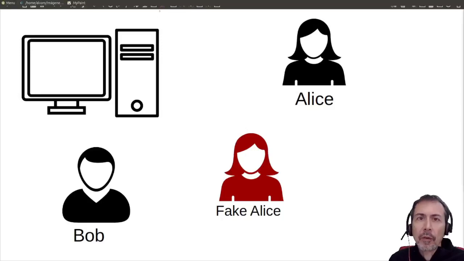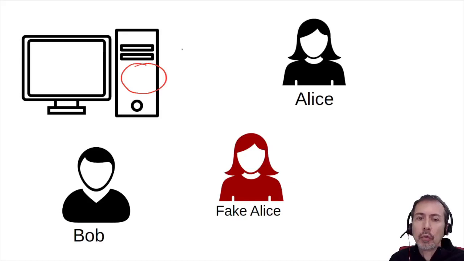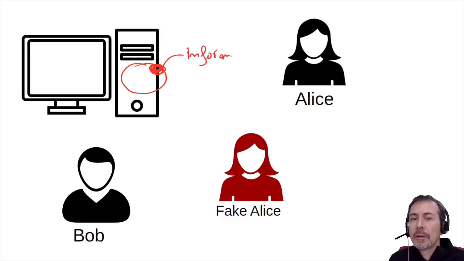When we are working with a computer, it has some resources in it that we usually need to protect. Those resources could be of different types. For example, the most important one is the information stored in that computer. If we have some files there, some personal information, some password, whatever, we don't want anybody that is not authorized to access that information.